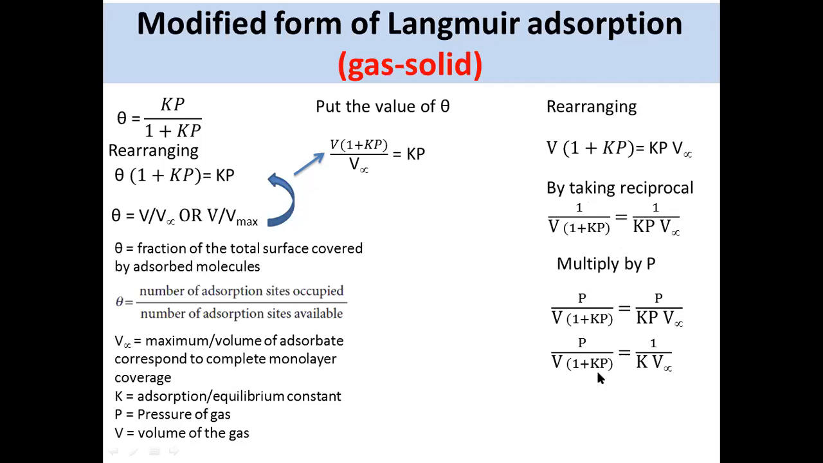After this, now you can cancel out p, here in the numerator and the denominator, so you can cancel it out, and this will become 1 over k v infinity. This will remain the same.